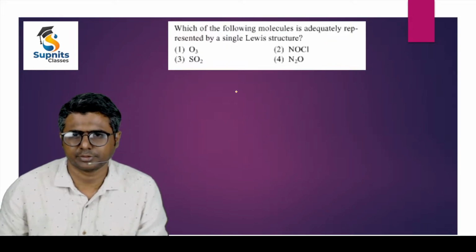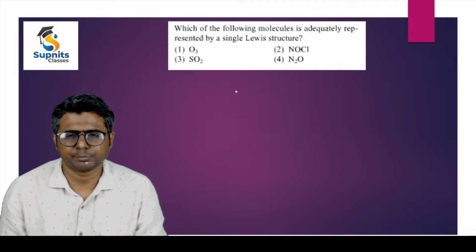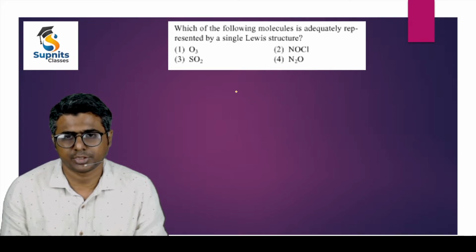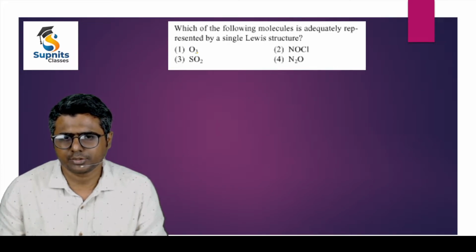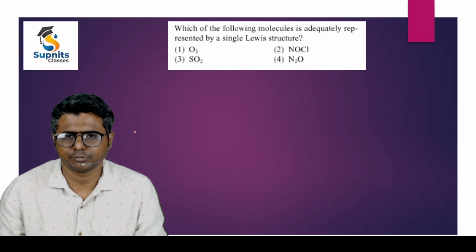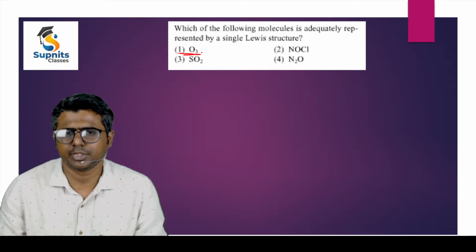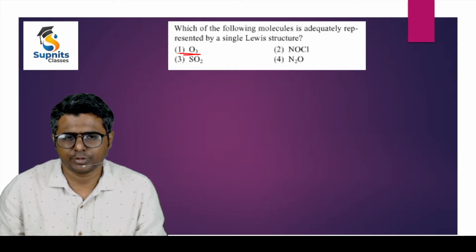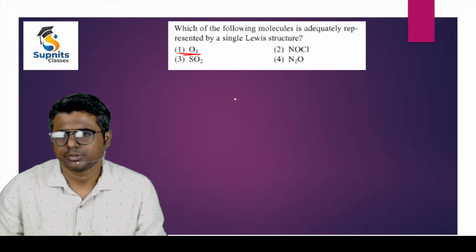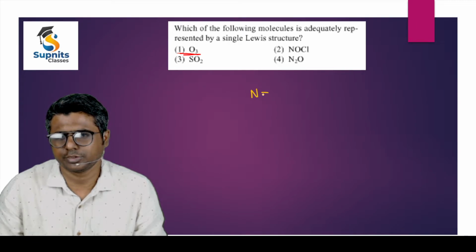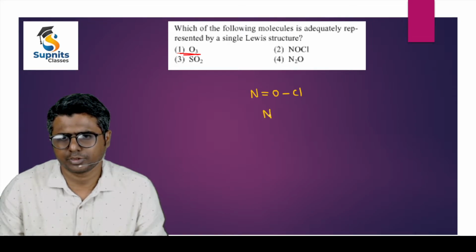Coming to the next question: which of the following molecules is represented by a single Lewis structure? We know that in the case of ozone, this is already known to us, we have resonance, so definitely this will not be an option. I'll go for NOCl, check it out. If I draw the structure of NOCl, this will be the structure. Now here oxygen is having 3 bonds, nitrogen 2. So definitely this will not be the structure, this will be the structure.